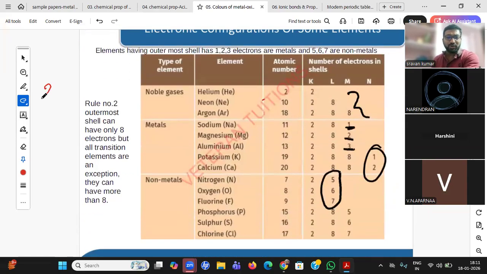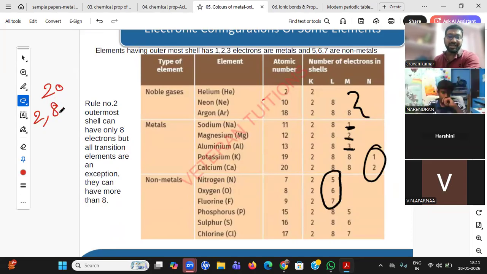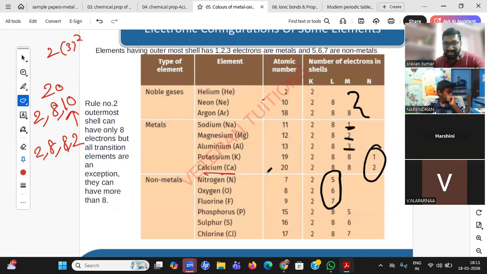Like calcium is 20. 20 means first orbit 2, second orbit 8, third orbit 2 into 3 square, 18 it can hold. It can hold 18, but how many electrons are there? So 10 are already finished. So it can hold 10? That's wrong. If at all it is innermost, it can hold 10. But you see, this is outermost. So 2 comma 8 comma 8 comma 2. That's the reason calcium is 2 comma 8 comma 2.